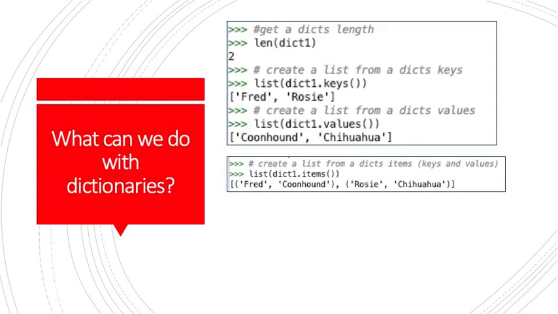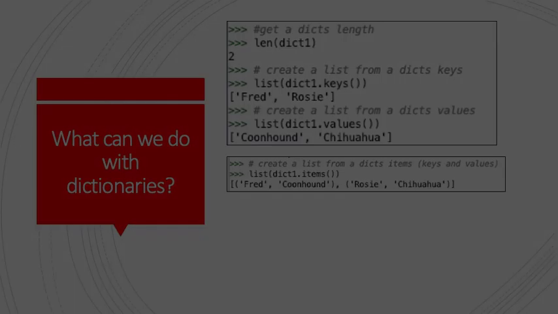Those are the keys. We can do the same with the values. Instead of .keys, we use .values, and we get Coonhound and Chihuahua, respectively. We could create a list from dictionary items, that is both keys and values, by using dict1.items against the list method. And you see we get tuples inside a list. So Fred and Coonhound, Rosie and Chihuahua inside a list.